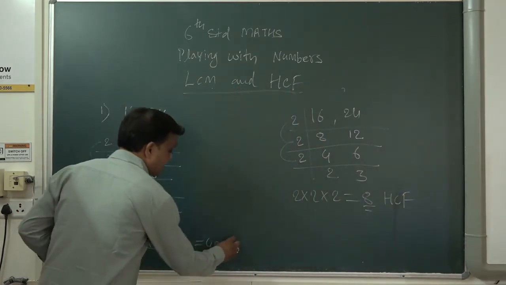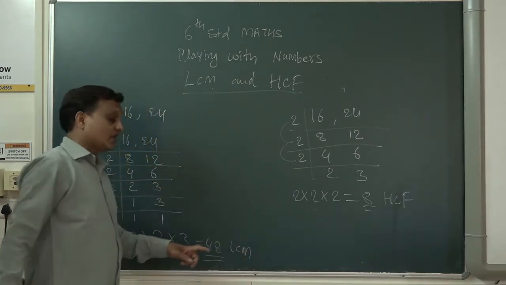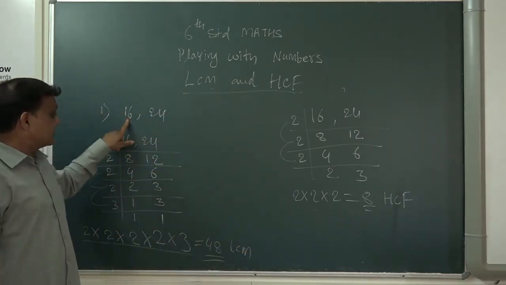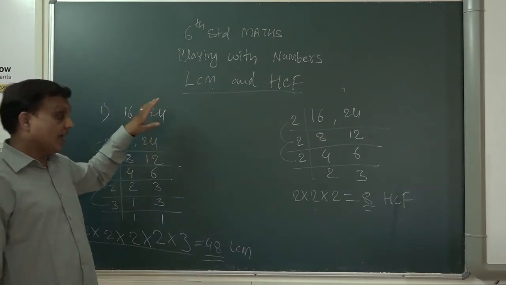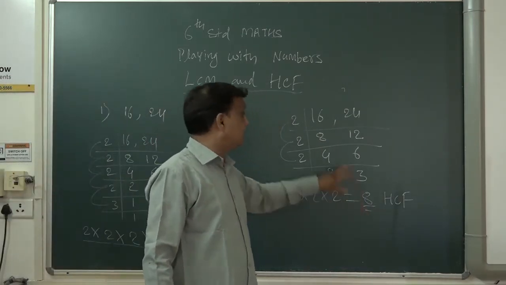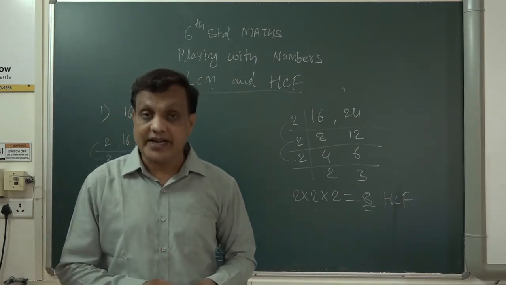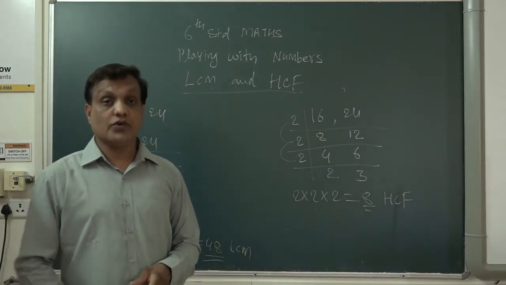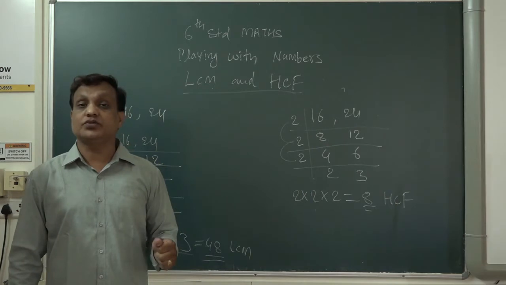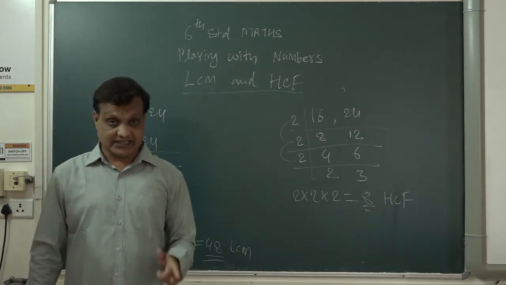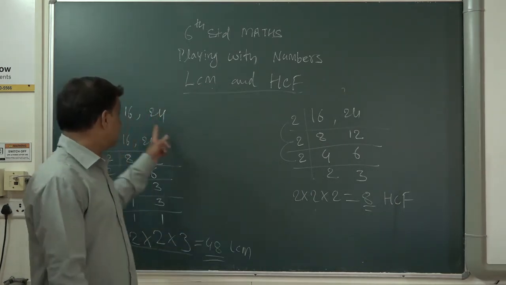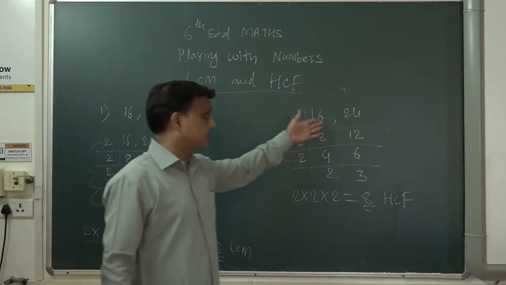This is LCM, least common multiple. 48 is the LCM of 16 and 24, and 8 is the HCF of 16 and 24. So in this way you can find the LCM and HCF. Now here we are using some formula to find the LCM and HCF, first number and second number.